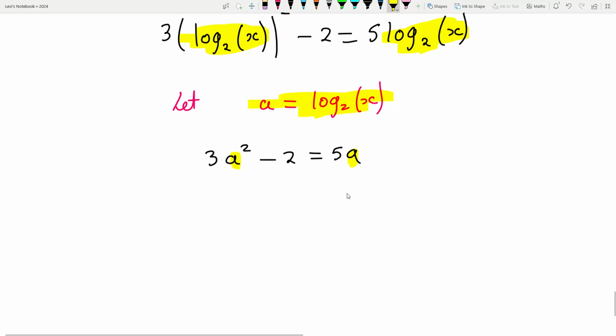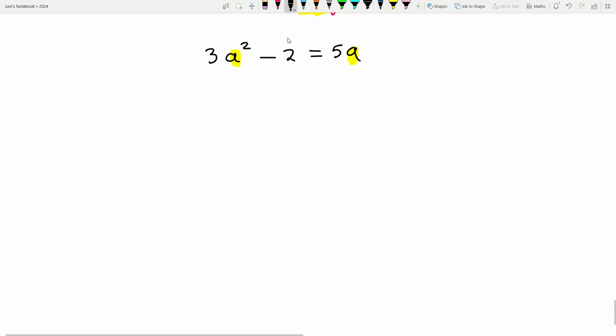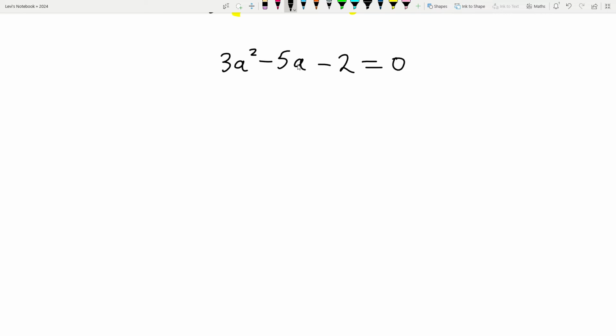Now we want to move this 5a to the other side, so we get 3a squared minus 5a minus 2 equals 0. So you can see we have a quadratic equation here. Unfortunately we can't cancel anything out because two of them are odd numbers and one of them is even. So what we've got to do is write the quadratic formula. In this case a is equal to negative b plus or minus the square root of b squared minus 4 times a times c, all over 2a.